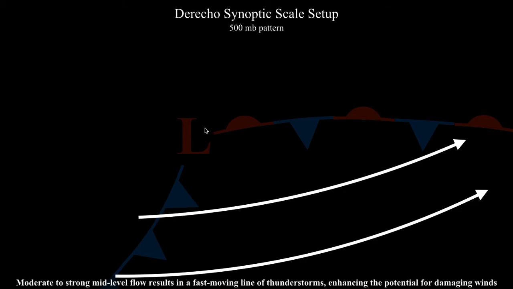And ideally, you want a nice due west component in your 500 millibar pattern, just like with a tornado outbreak, but for a different reason. Here you want a nice wind pattern that's running parallel to the storm's motion. So if your storms are moving from west to east, then you also want a 500 millibar pattern which also moves from west to east. And that will favor a faster moving line of storms. And if the storms are moving faster, then that increases their potential for producing straight line wind damage. So ideally for a derecho setup, you want a nice southwesterly wind at 850 millibars and roughly a due west wind at 500 millibars.